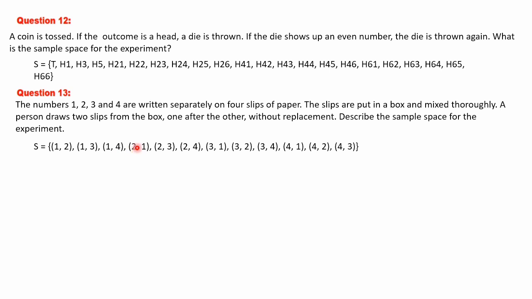Next you are getting 2 first time means the options are 2 1. 2 2 will not come because only 1 2 is there in the group. First 2 already taken. 2 1, then 2 2 will not come, then 2 3, 2 4, finished.